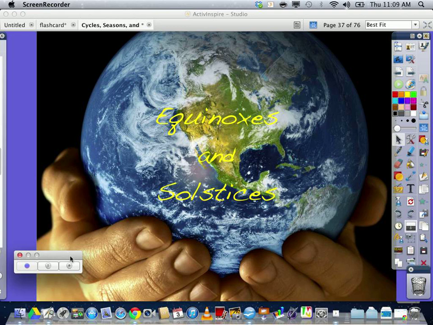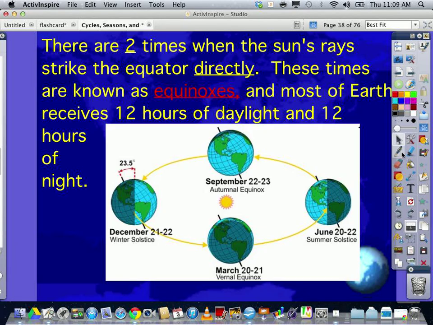Today's lesson is on equinoxes and solstices, and we're covering this lesson on Thursday, October the 3rd, and Friday, October the 4th. So let's begin. Have you noticed that our days are already changing, they're getting shorter, so it's beginning to get dark earlier, and that's directly related to our seasons. So let's take a look.